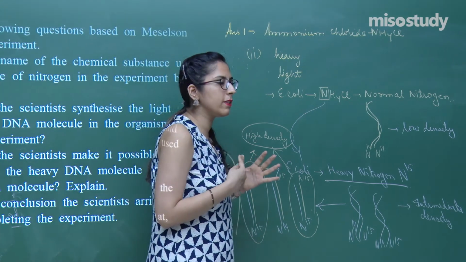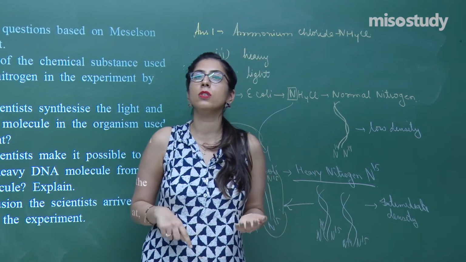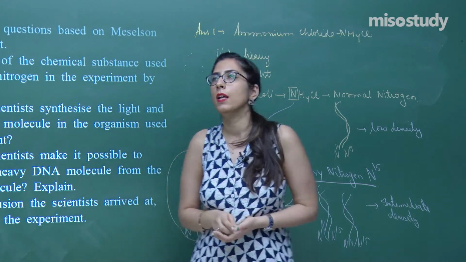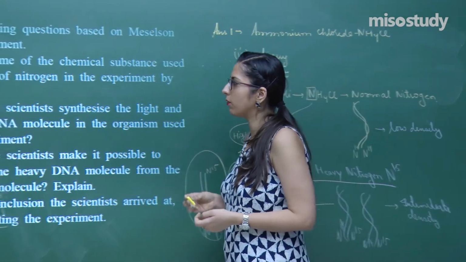The one which is newly synthesized takes the nitrogen which is present in the medium, depending upon which type of nitrogen they take. Whether it is heavy nitrogen or light nitrogen, we get to know that this is a semi-conservative DNA replication. Now, come back to the third one.